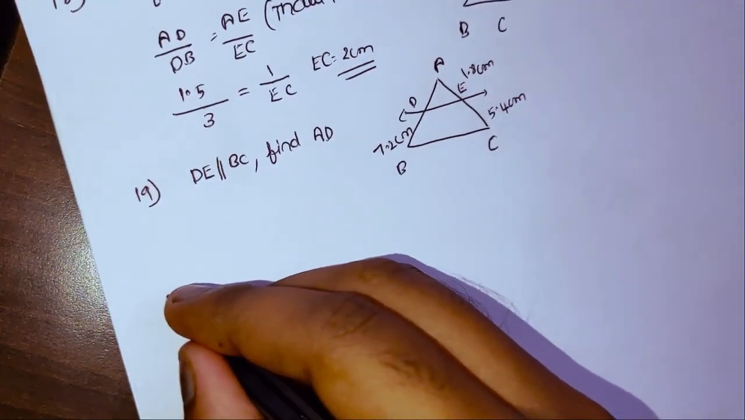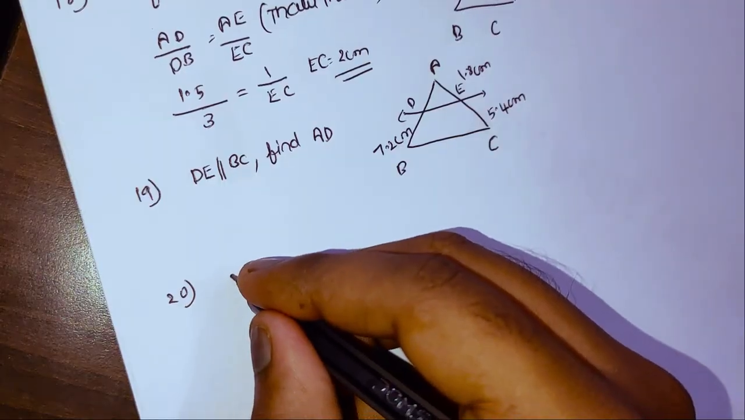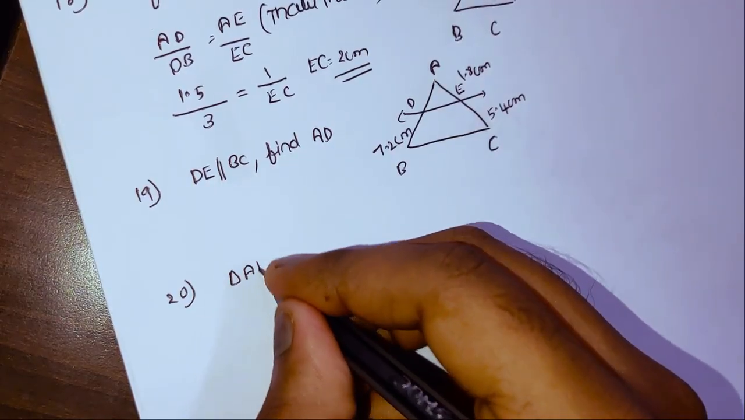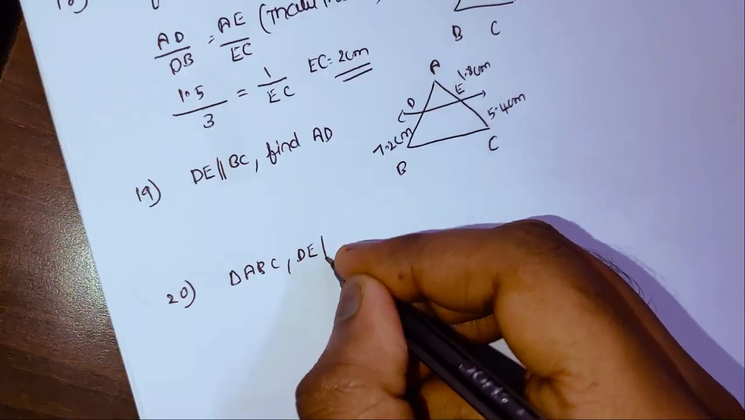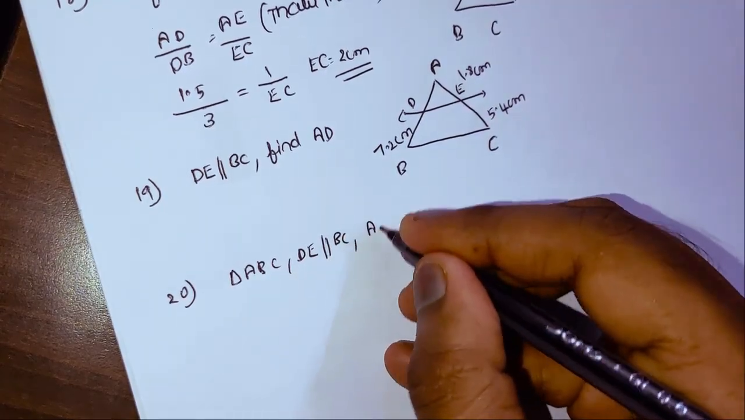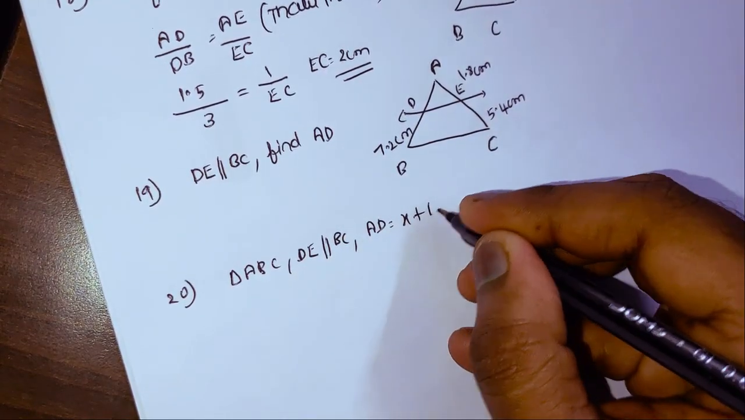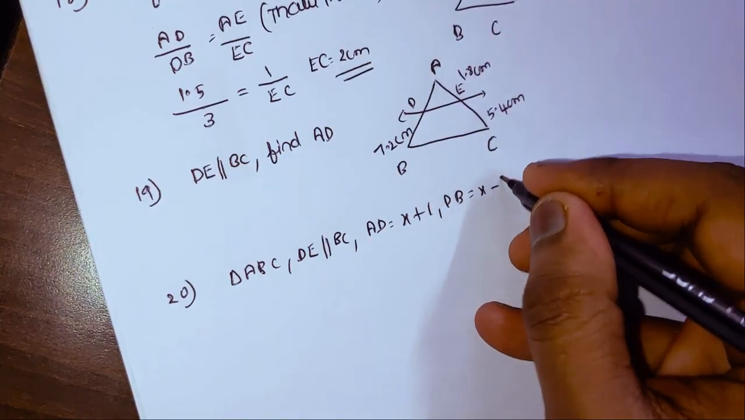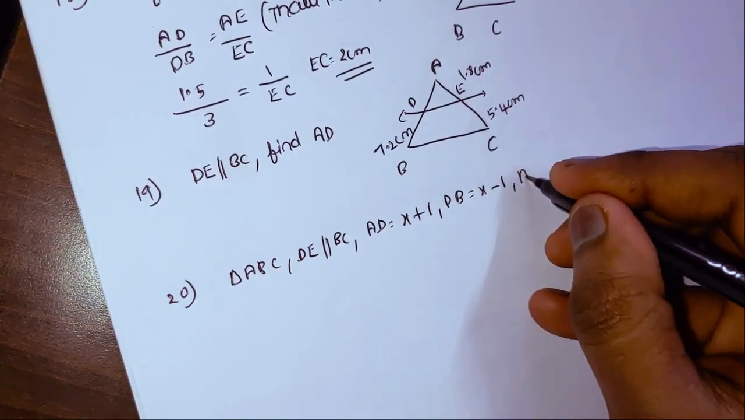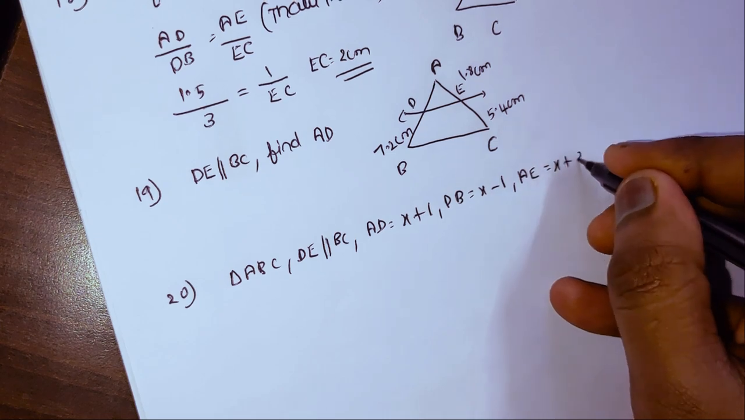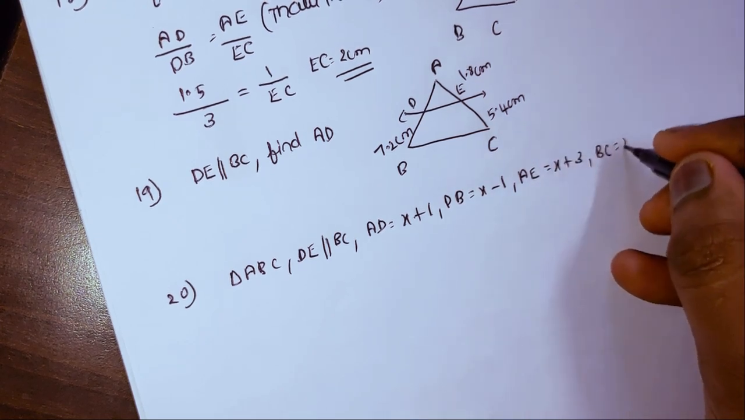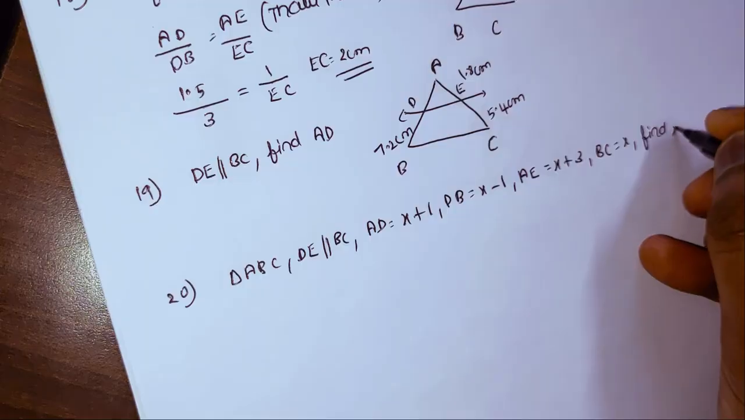20th question. Triangle ABC. DE is parallel to BC. AD is equal to x plus 1. DB is equal to x minus 1. AE is equal to x plus 3. And BC is equal to x. Find the value of x.